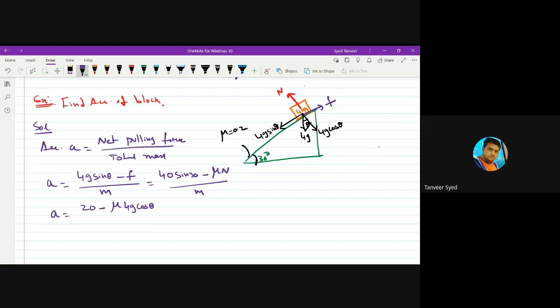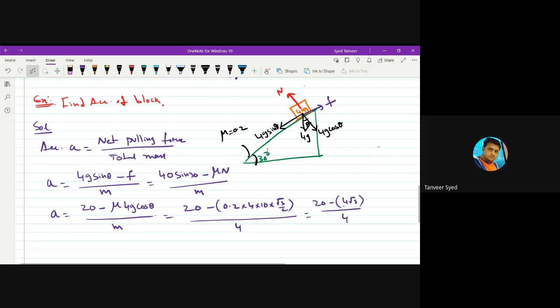Divided by m. Okay, now substitute the values. 20 minus mu, which is 0.2, into 4 into 10 into root 3 by 2, cos 30 that is root 3 by 2, divided by what is the mass? 4. How can you simplify this? 20 minus 8 into root 3 by 2, 4 root 3, 4 root 3 divided by 4.